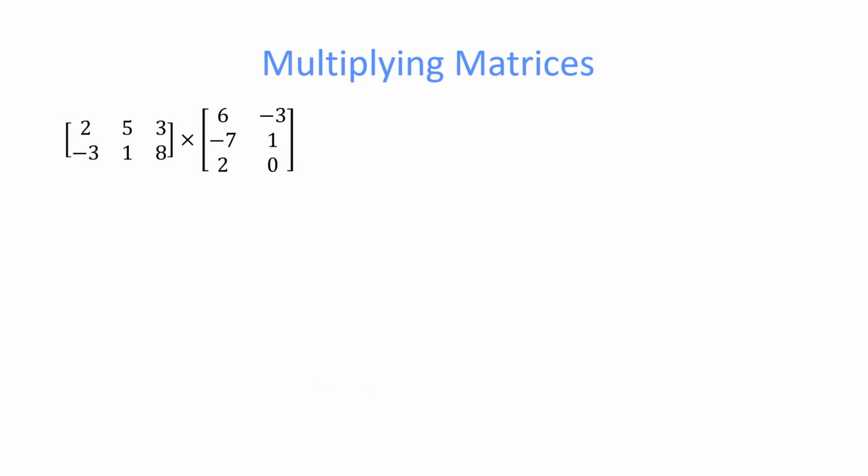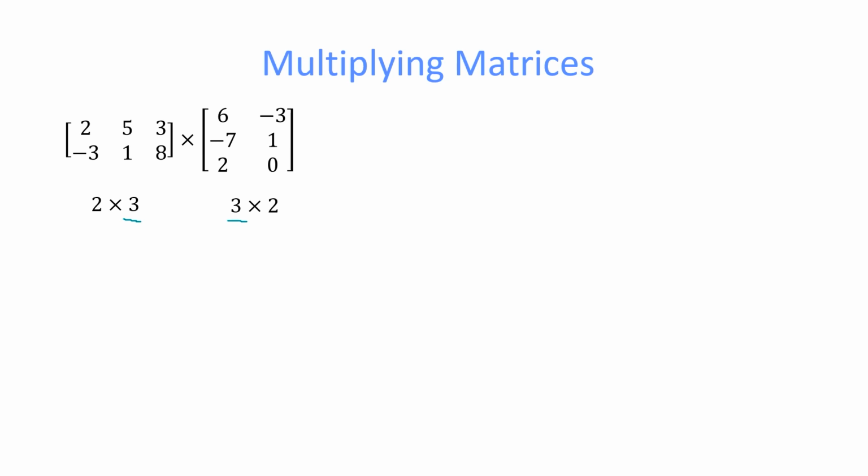Let's practice together on one more example. So here we have two matrices of size 2 by 3 and 3 by 2. Again, first number is number of rows, second number of columns. So again, let's check 3 and 3. So these numbers match. So yes, we can multiply them.